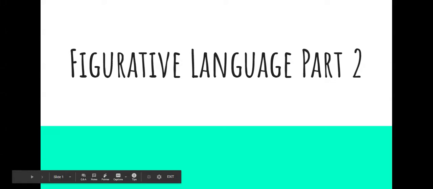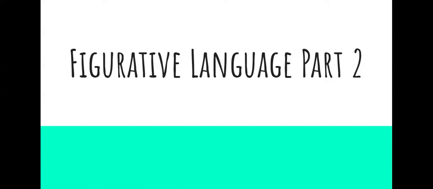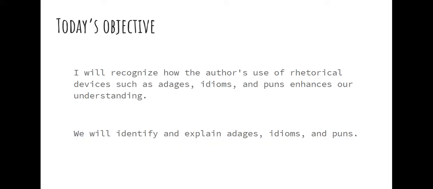Hey, today we're going to be discussing figurative language, part 2. Your objective will be: I will recognize how the author's use of rhetorical devices such as adages, idioms, and puns enhances our understanding. We will identify and explain adages, idioms, and puns.